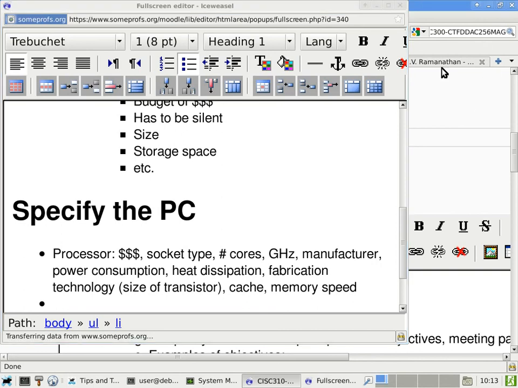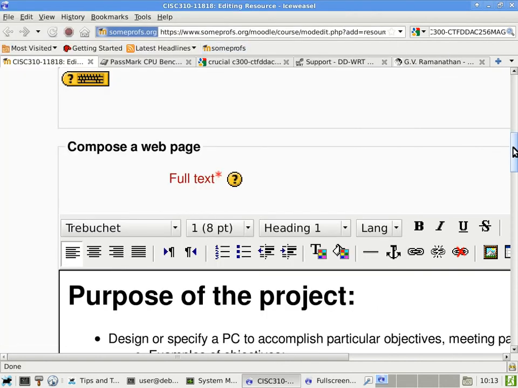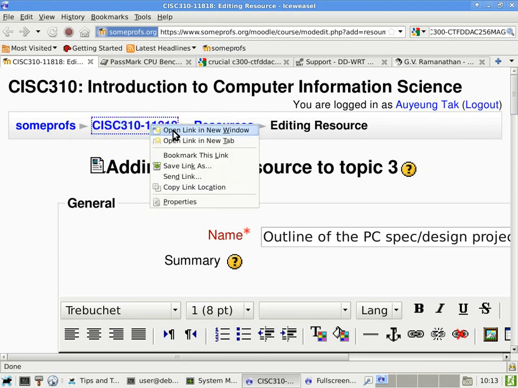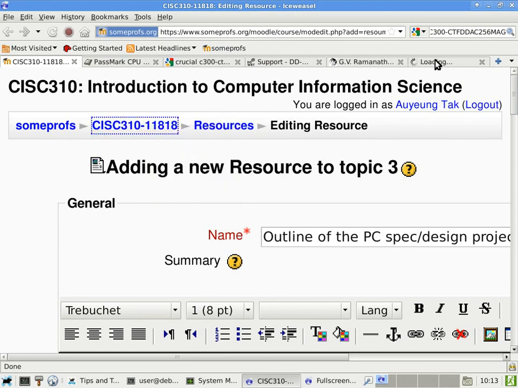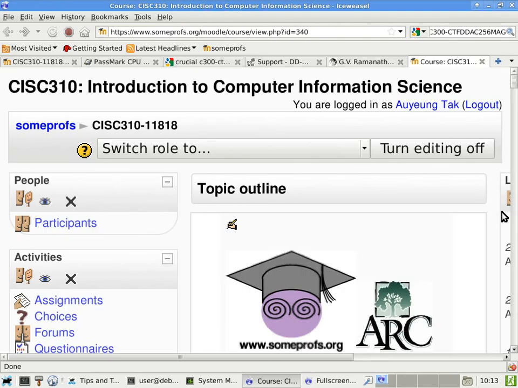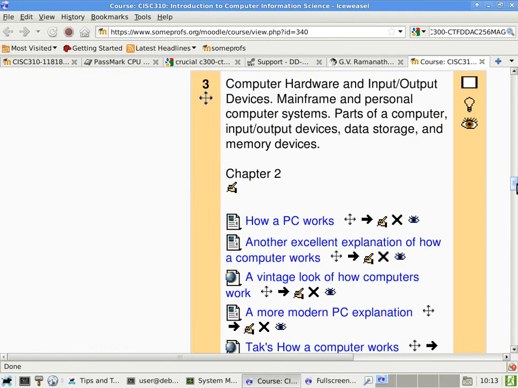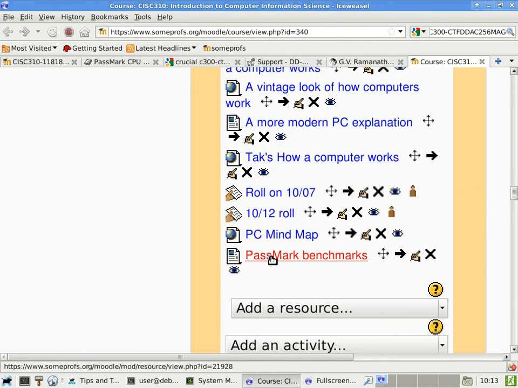That would be the one I made a link to already on the cisc300 website. If you look under the current topic, let me just double check and make sure. I have to be careful not to go away from this link, because otherwise I'll lose everything. It's called Passmark Benchmarks. It's already linked from Moodle under the current topic.